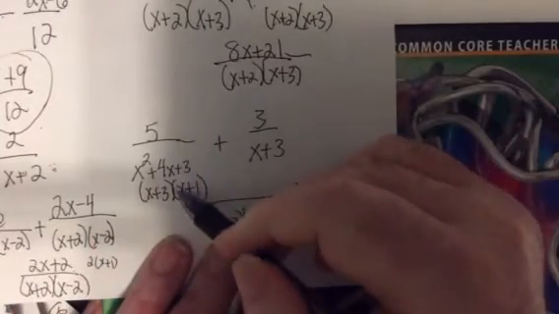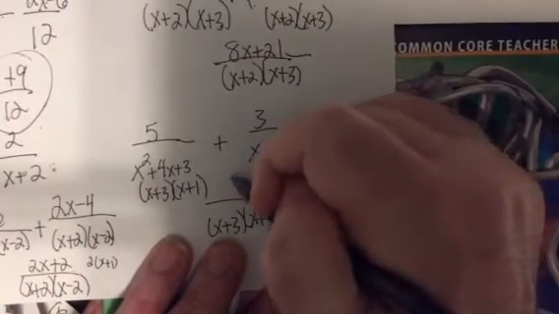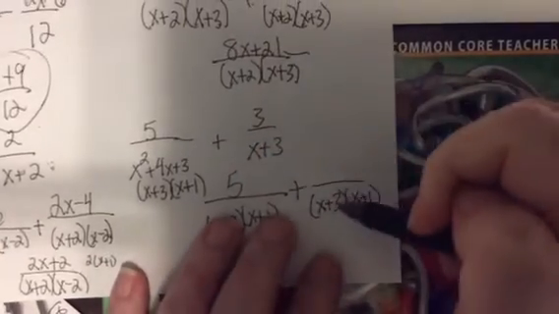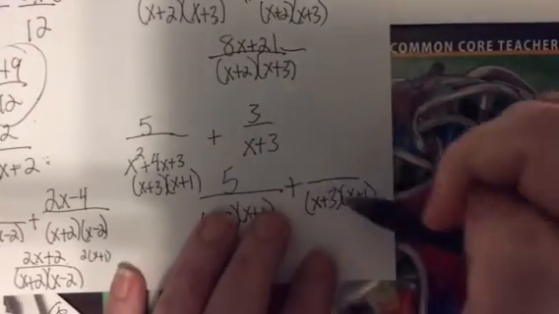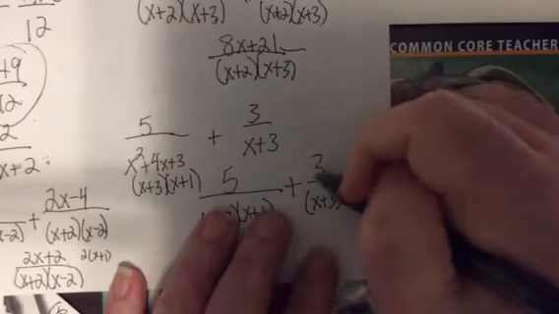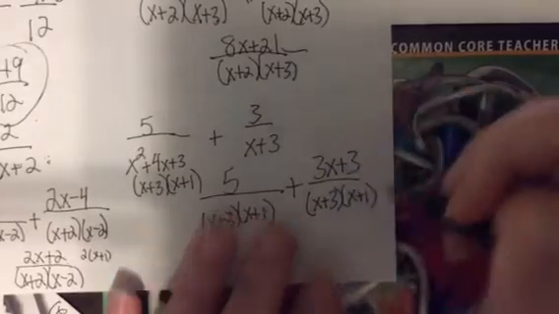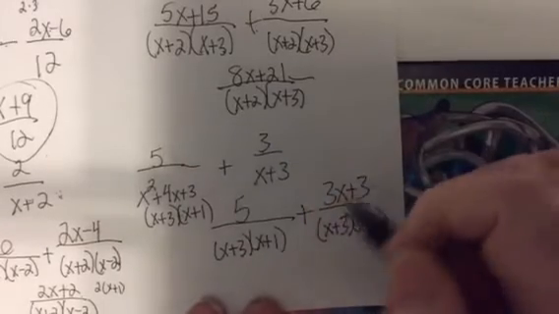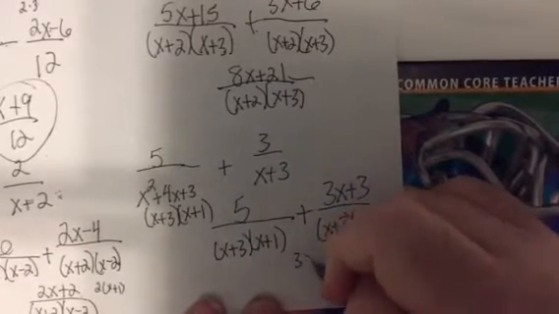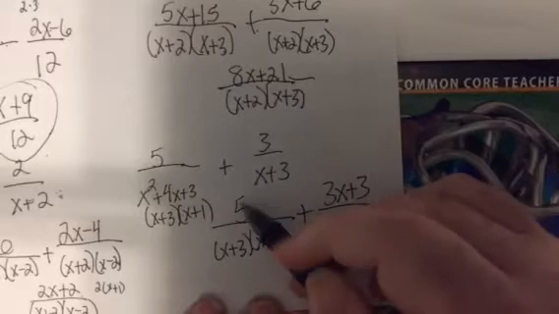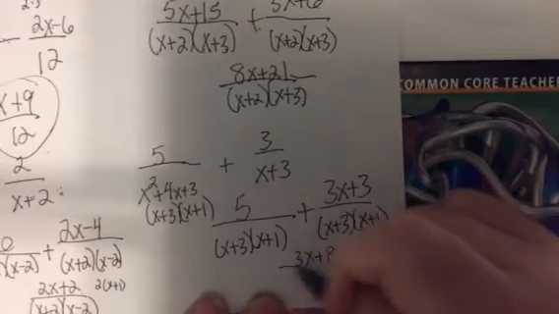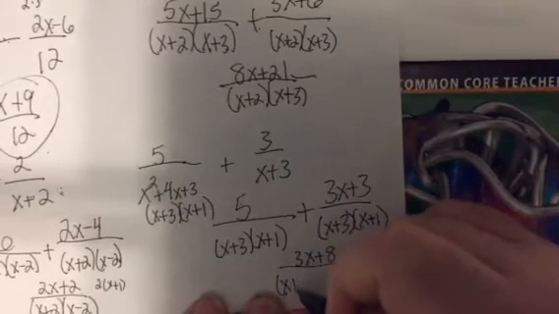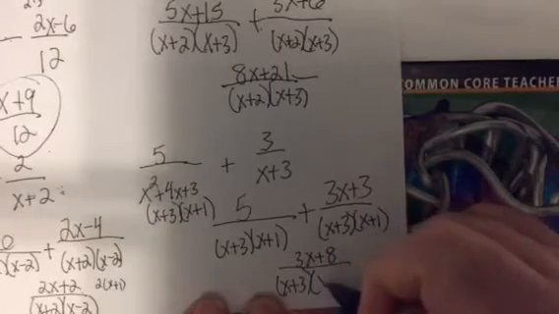So this one already has both denominators. This one's missing x plus 1. So you have to multiply to the top. Distribute it. 3 times x plus 1, 3x plus 3. So this would be 3x plus 8. Add the 5 and the 3 together. It'd be over x plus 3, x plus 1.